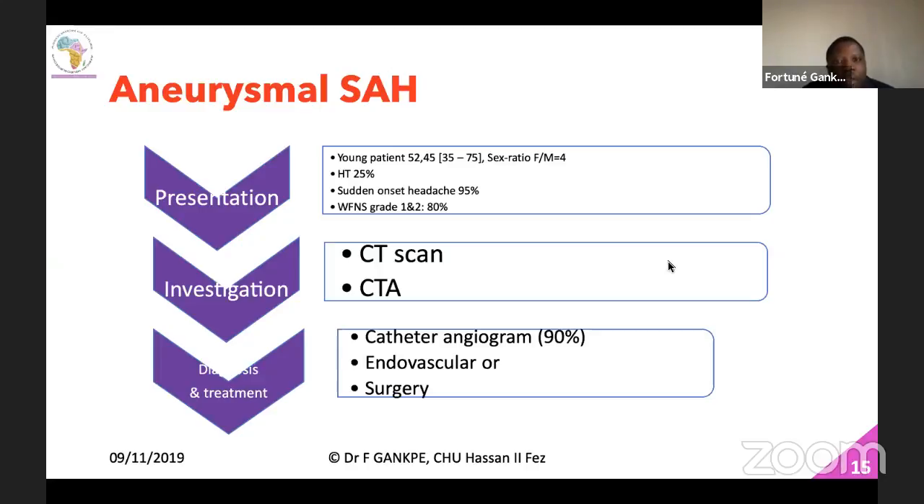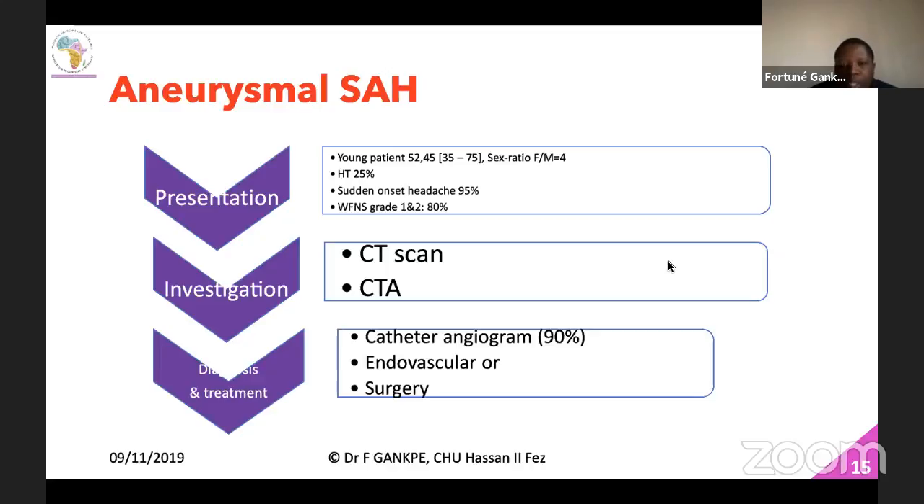They come with sudden onset headache in 95% and were WFNS grade 1 or 2 in 80%. All our patients underwent the CT scan and the CT angiogram. When we make the diagnosis on CT scan and CT angiogram, we perform a catheter angiogram in 90% of our patients, and we decide on the method to treat them, endovascular or surgery.